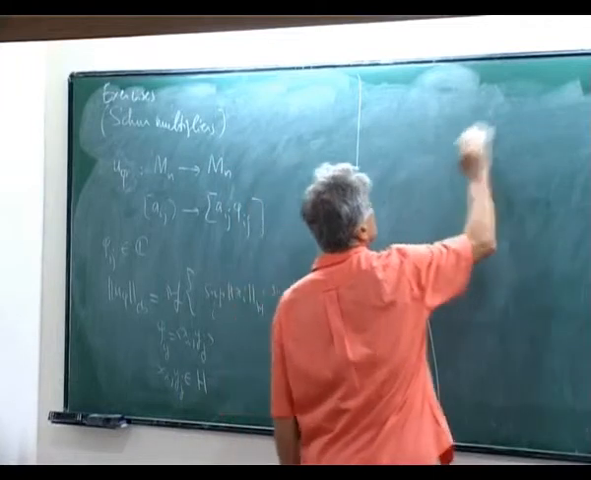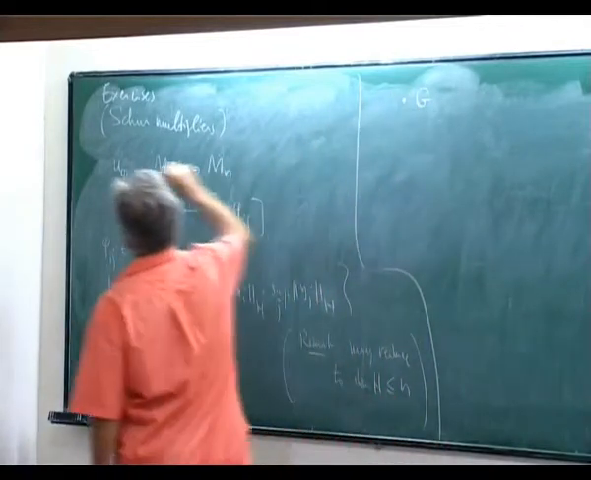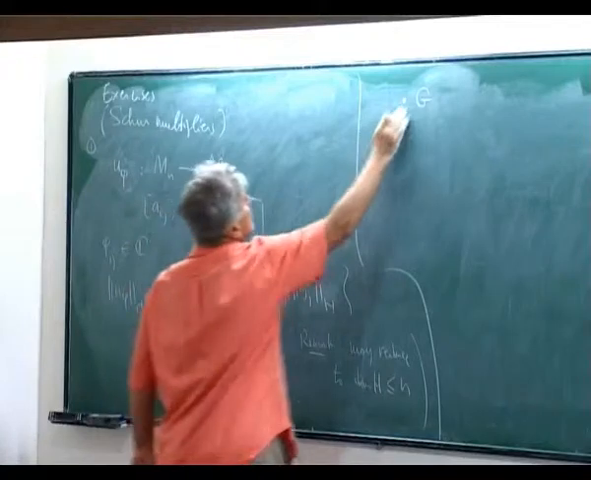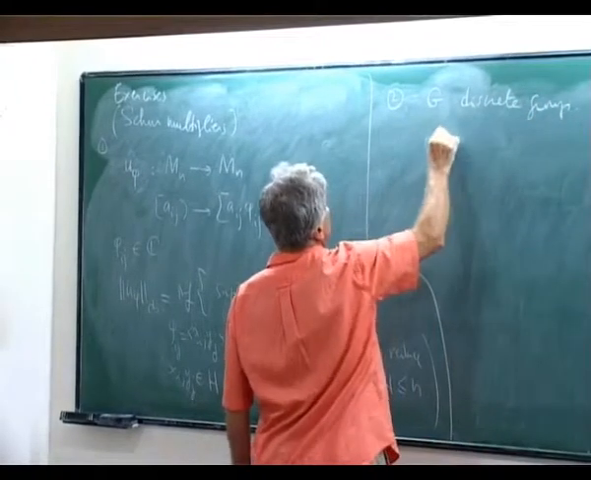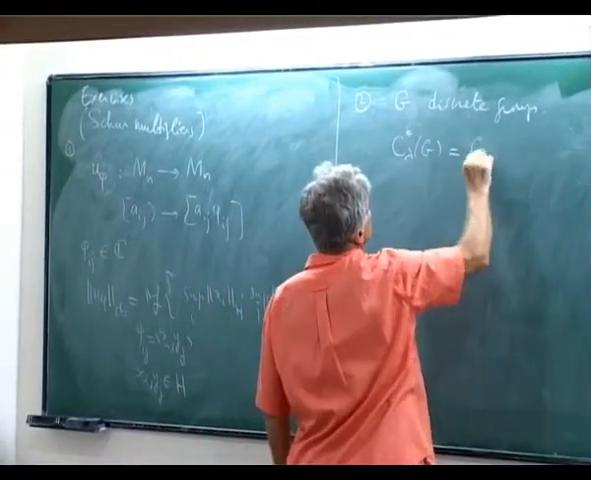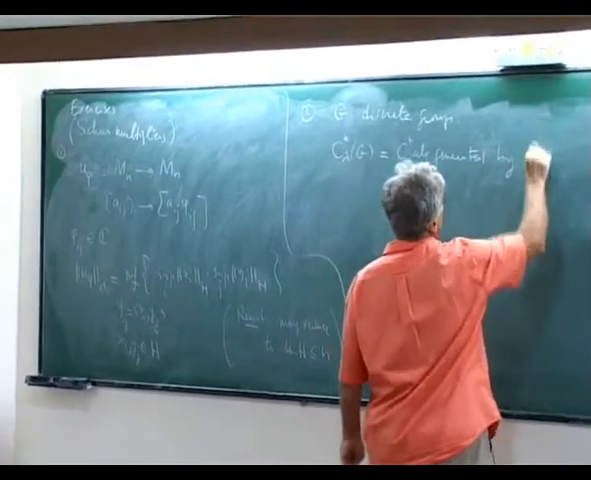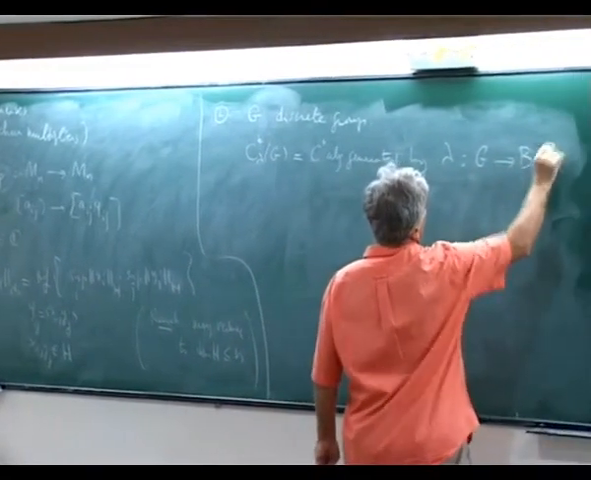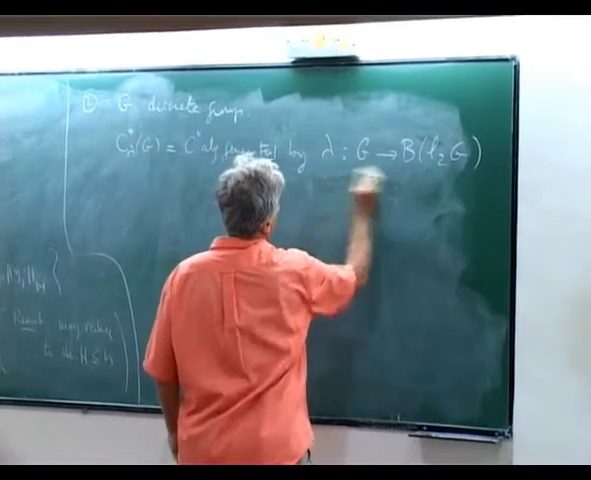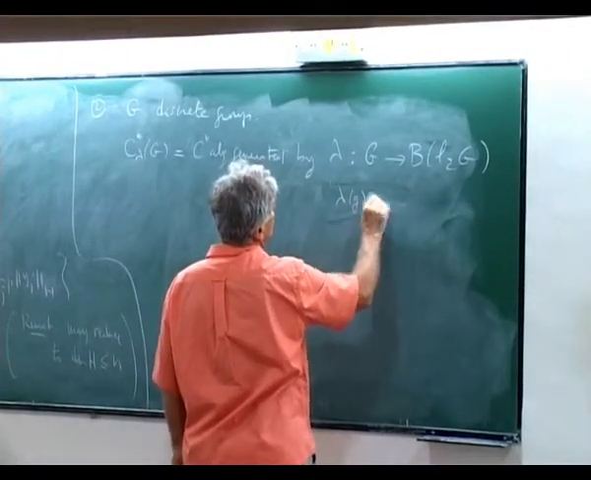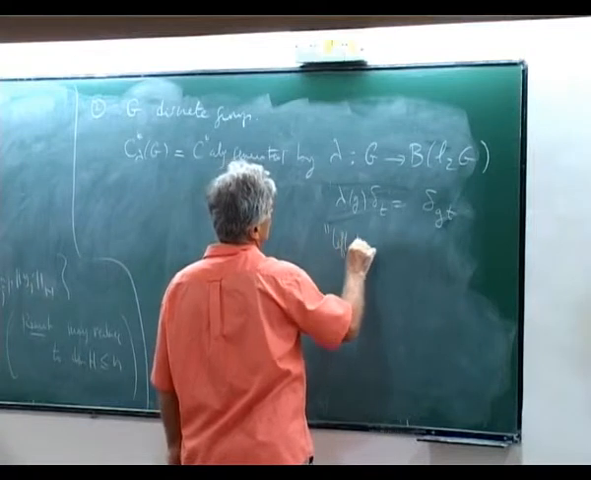And another important example of Schur multiplier is on the reduced C-star algebra of a group. So this would be another example, so maybe one and two. If G is a discrete group, you consider the reduced C-star algebra of G, which is the C-star algebra generated by the representation lambda from G to bounded operators on L2 of G, which is left translation. So lambda of G applied to delta T is equal to delta GT. So this is left translation by G.